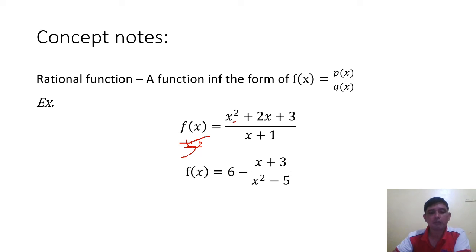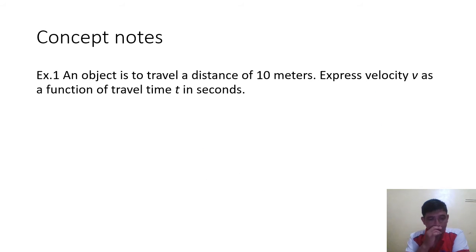This is still a rational function because of the variable in the denominator. Always remember the denominator should not be equal to 0. This q of x should not be equal to 0. So for a rational function, we have two variables, f of x or y, and then x. Okay, so let us proceed to another competency.